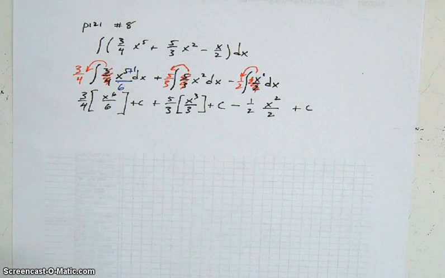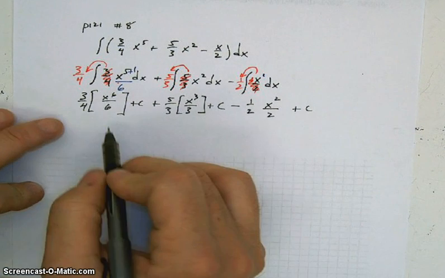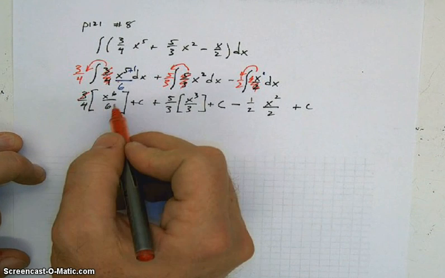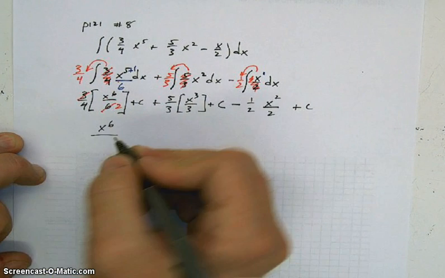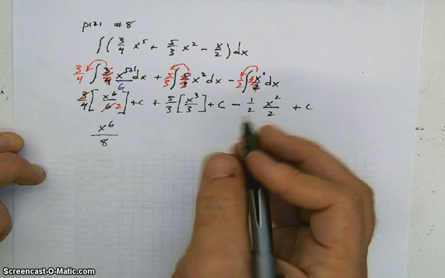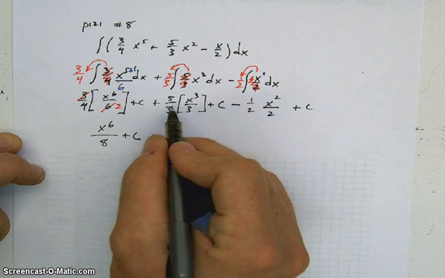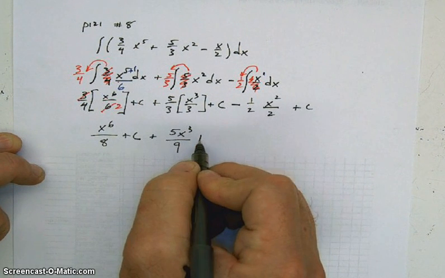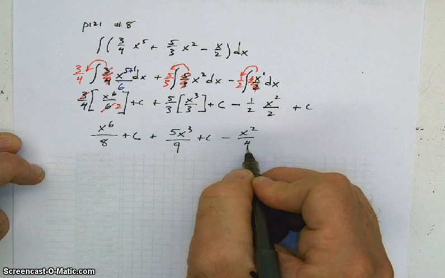Now that's the answer. That's the antiderivative that we get, and we want to clean it up a little bit so it looks nice and pretty. And so here we can, let's see, this 3 will cancel with 6 and leave 2. And here we have x to the 6th over 4 times 2 is 8, plus a constant, plus, nothing we can cancel here, 5 times x to the 3rd is 5x to the 3rd, 3 times 3 is 9, plus a constant, and finally minus x squared over 4, plus a constant.